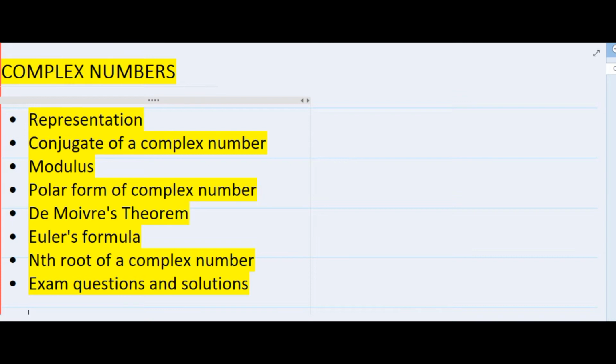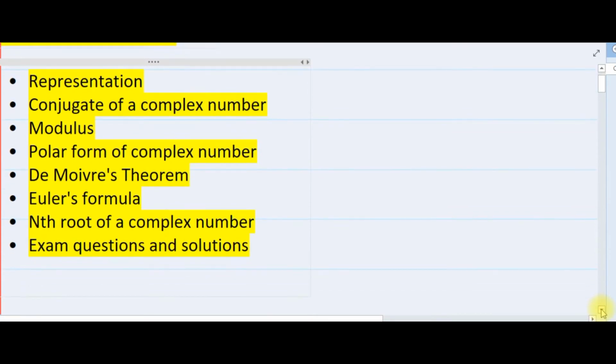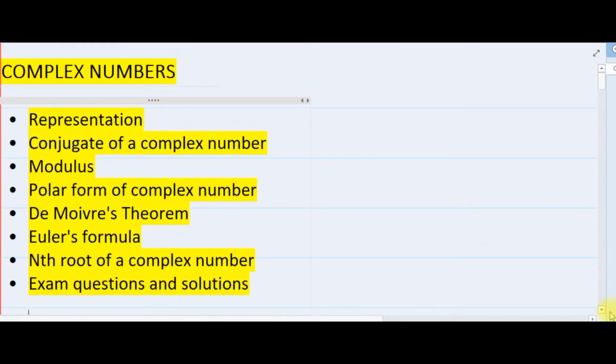Today we'll be looking at complex numbers. So we'll say complex number. It's not complex. So let's start. We start by knowing the representation. We have the conjugate of a complex number, modulus, polar form of the complex number, De Moivre's law or theorem, Euler's formula, nth root of a complex number, and finally, solve real exam questions. So let's get started.